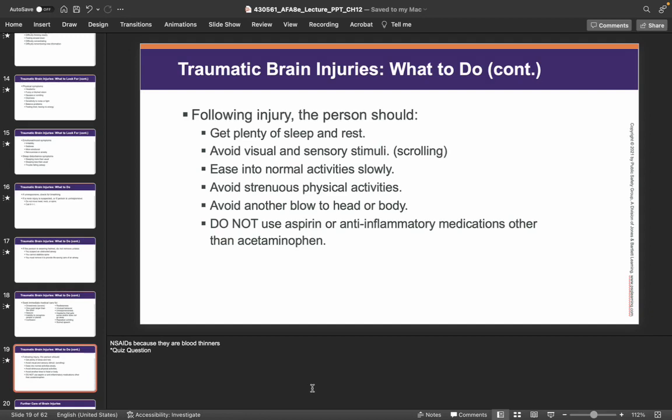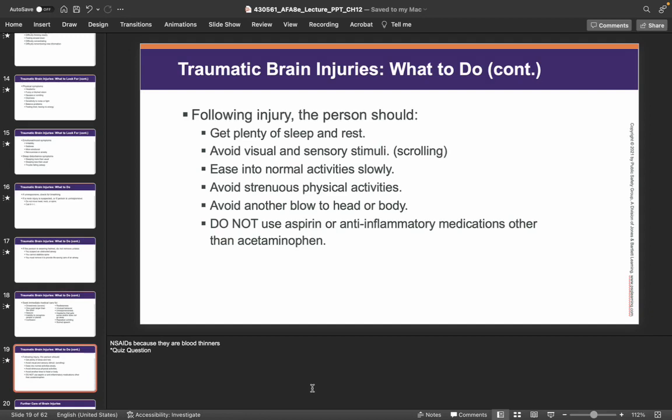Avoid strenuous physical activities. Straining yourself early on after getting a concussion can bring back those symptoms because, believe it or not, it puts stress on your brain to be active. Again, avoid another blow to the head or body because of that risk of second impact syndrome. And then do not use aspirin or anti-inflammatory medications except for acetaminophen or Tylenol.